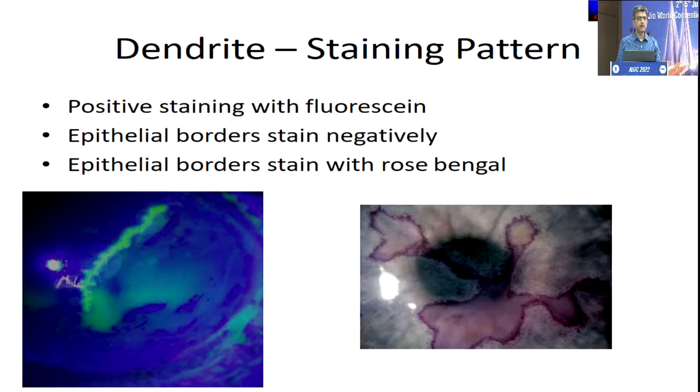Coming to the staining pattern of a dendrite, they stain positively with fluorescein stains. If you see the base of the ulcer, that will be staining darkly green with the fluorescein. The epithelial borders stain negatively with fluorescein, though if you stain the borders, they would stain with rose Bengal dye. So this is also known as double staining, where the borders stain with the rose Bengal dye and the base stains with the fluorescein dye.